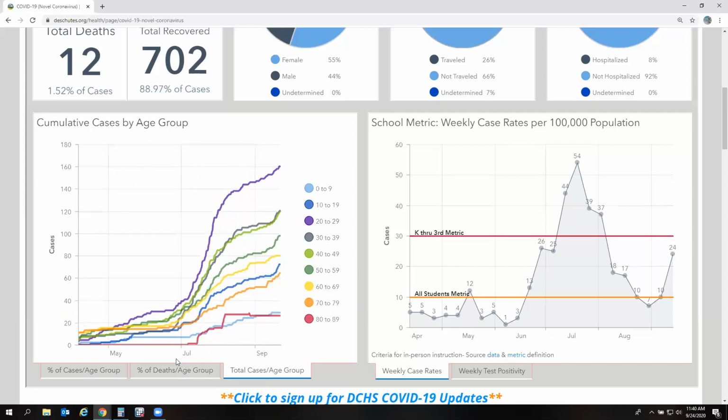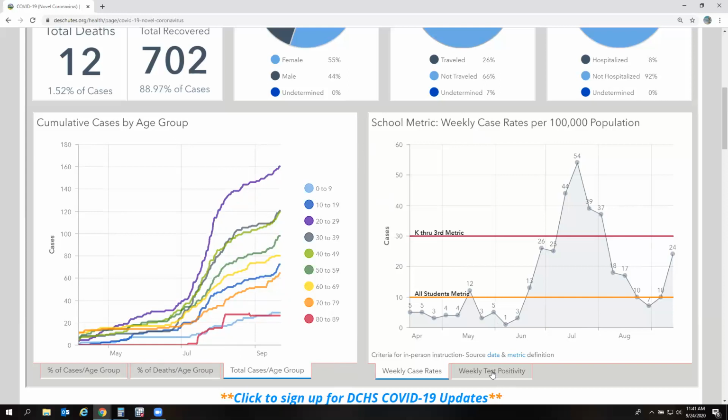And this is a great place to look for changes over time. If we're starting to see more or fewer cases in different age groups, you can really look at the slope of these lines and how they're changing over time. So that's cumulative cases by age group. And then the last one over here are our school metrics.